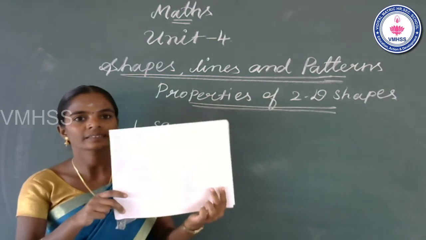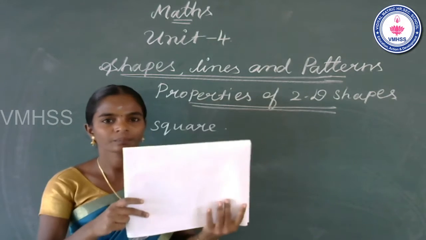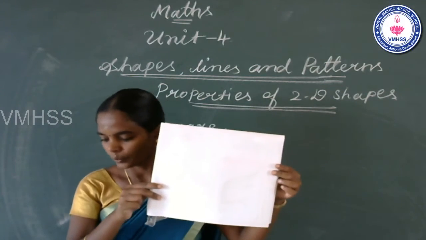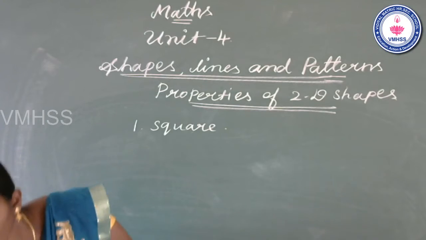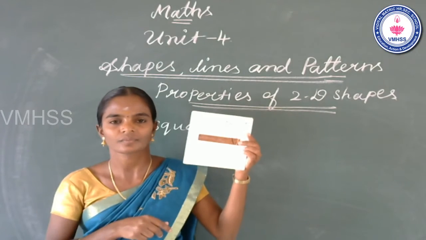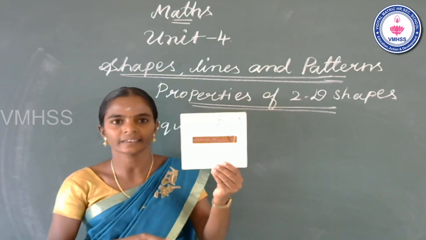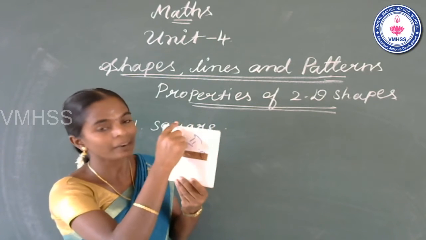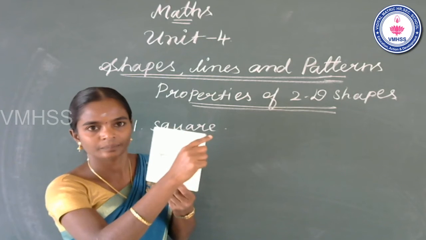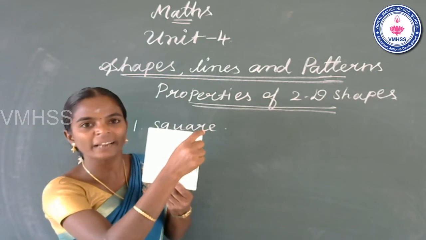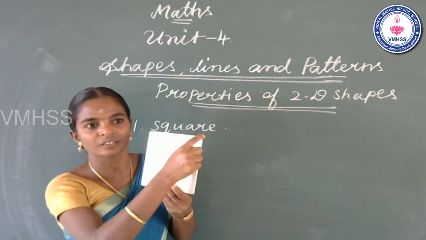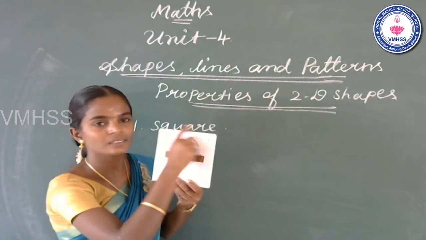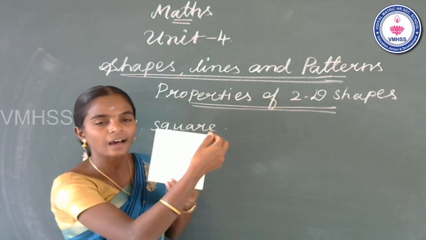Children, listen. This shape is square. What is the shape? Square shape. Children, listen, this shape is square. This one is a side, and this one is a corner.